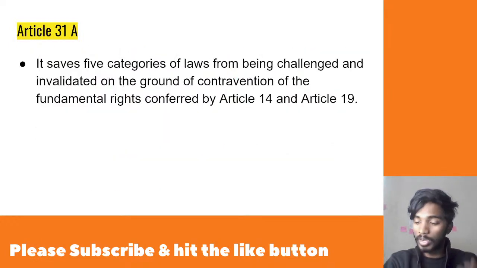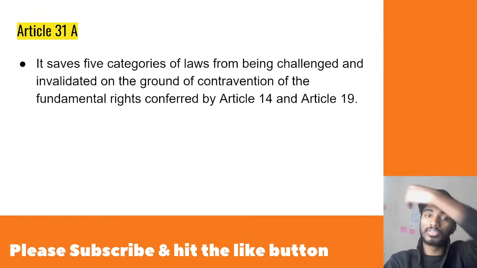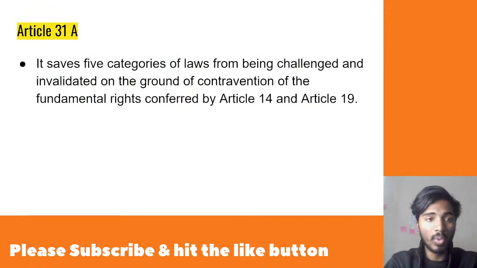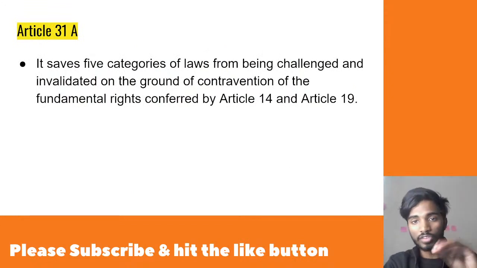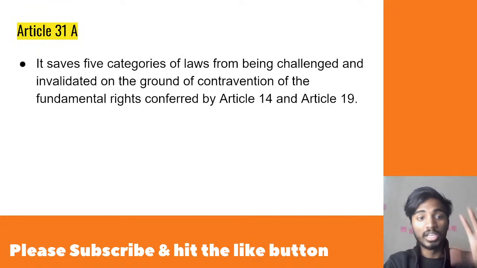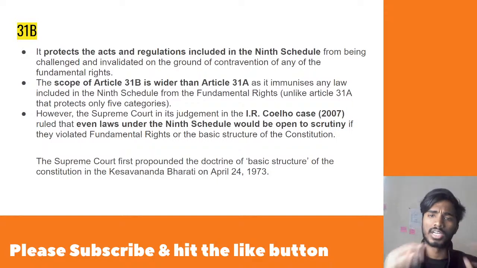So now please remember, very quickly, 31A saves 5 categories of laws. If these 5 categories of laws violate Articles 14 and 19, you cannot challenge them in any court on any ground. This is 31A. Now, Charan did not understand what 31B is. See, Charan, 31B is very simple.